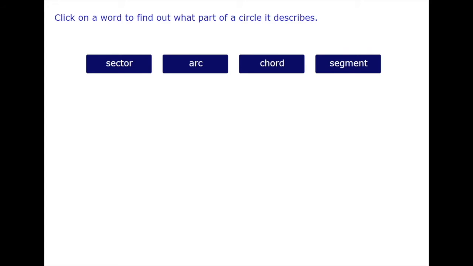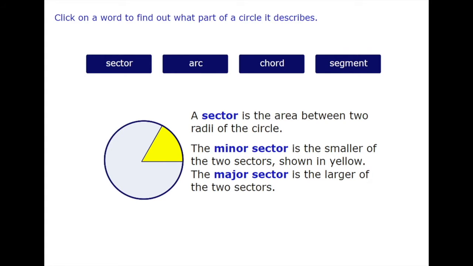Okay, so let's look at this word sector in a bit more detail. A sector is the area between two radii of the circle. The minor sector is the smaller of the two sectors shown in yellow, and the major sector is the larger of the two sectors. But don't worry too much about the words minor and major sector. Just think about that a sector of a circle is like a slice of pizza.